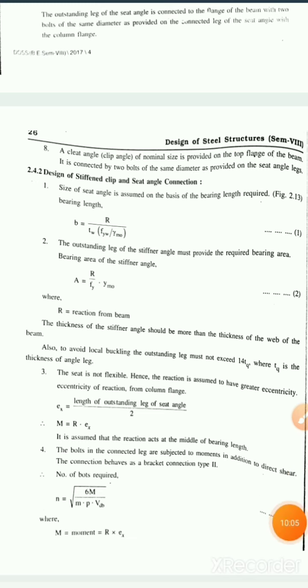Now next is the design of stiffened clip and seat angle connection. The size of the seat angle is assumed on the basis of the bearing length required. Bearing length B is equal to R upon TW into FYW upon gamma M0. Next, the outstanding leg of the stiffener angle must provide the required bearing area. So the bearing area of the stiffener angle A is equal to R upon Fy into gamma M0, where R is the reaction from the beam.